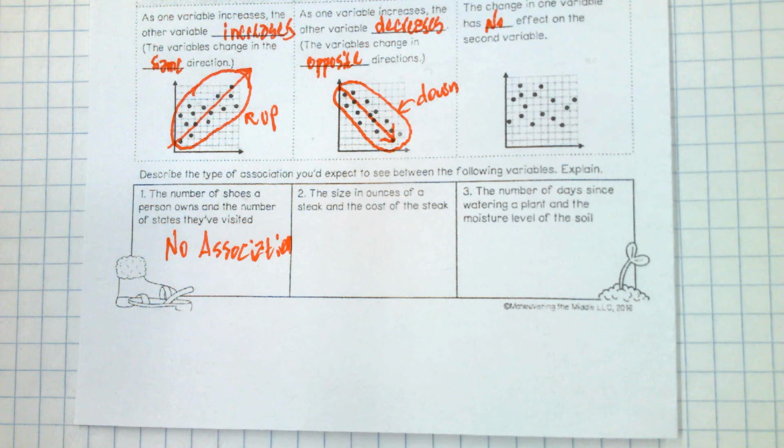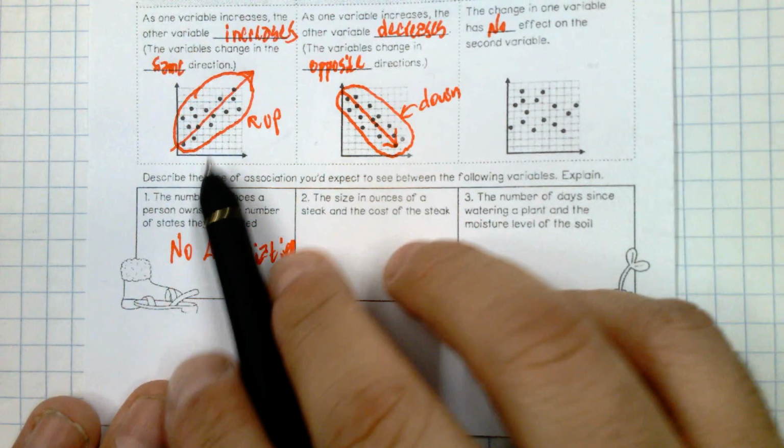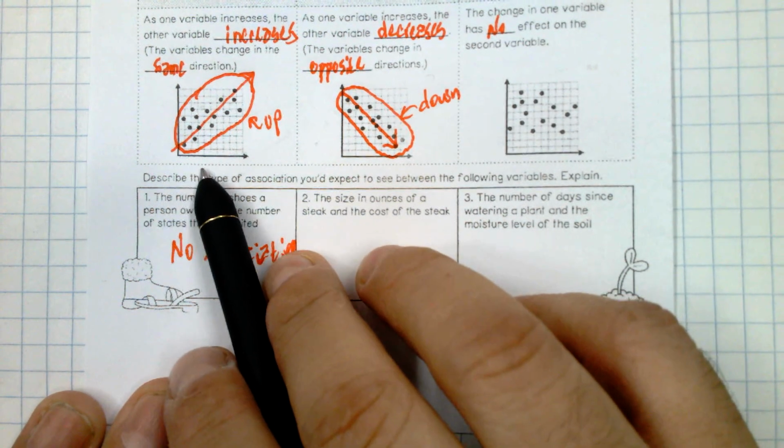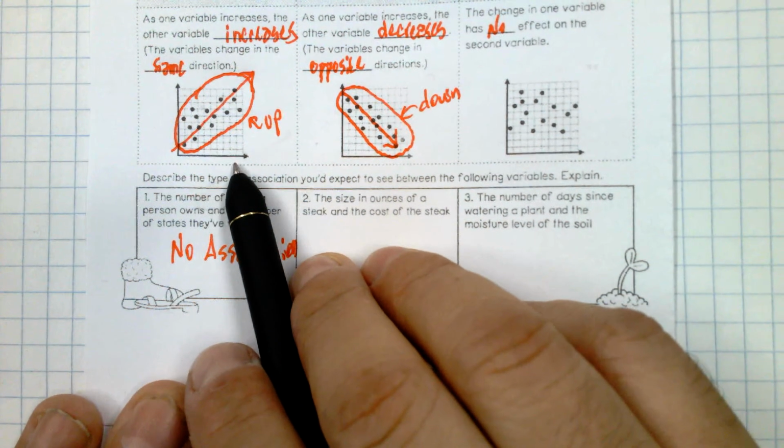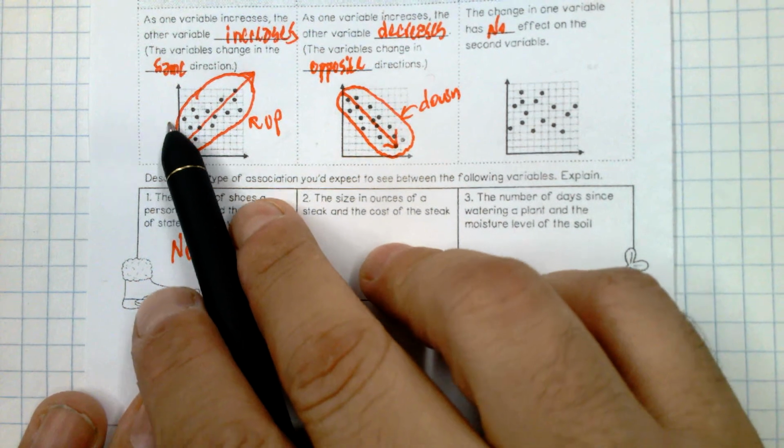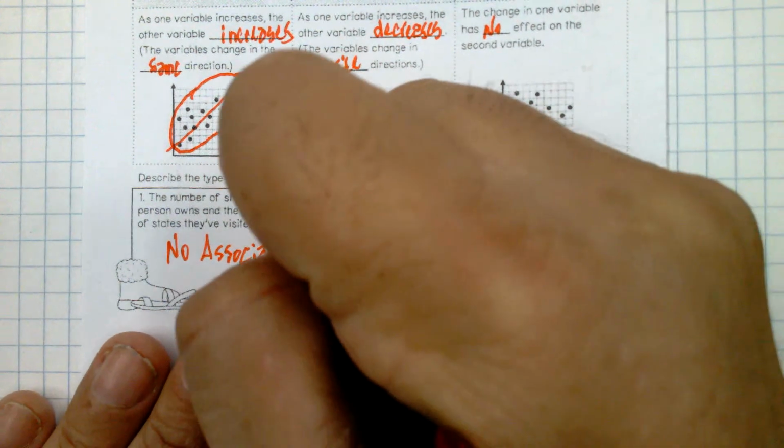Number two, the size in ounces of a steak and the cost of the steak. So the size of the steak, compare that to the cost. Yeah, that's positive. The bigger your steak, the more you're going to pay. Would you agree with that? That's positive. It would be something like this. If you measure the size of the steak here in ounces and the cost, it would look something like that.